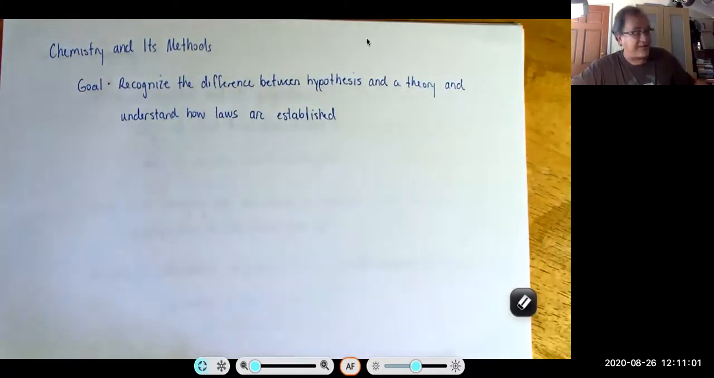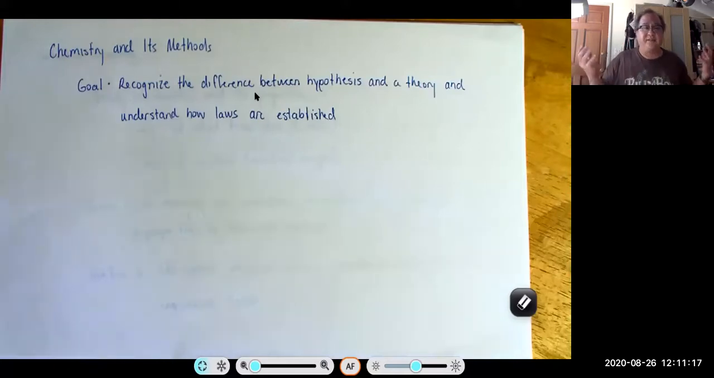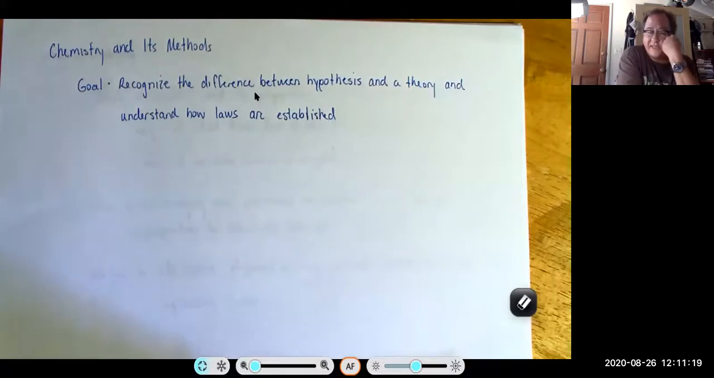So the first section is chemistry and its methods. The goal is to recognize the difference between a hypothesis and a theory and understand how laws are established. I'm going to look at my participant screen and ask the question: what's the difference between a hypothesis and a theory? Anyone want to take a shot?